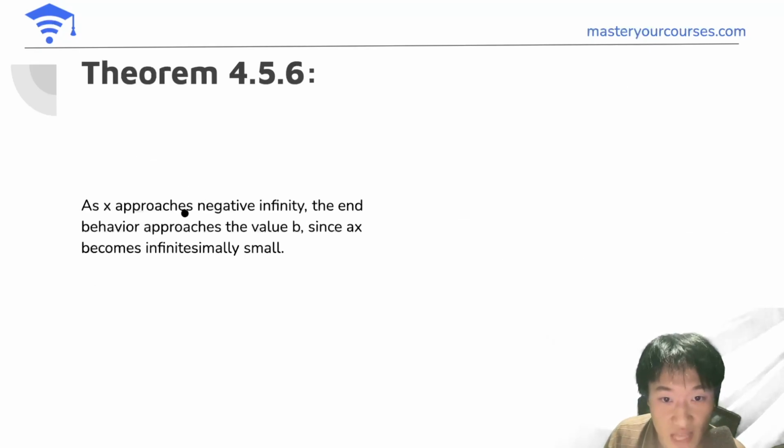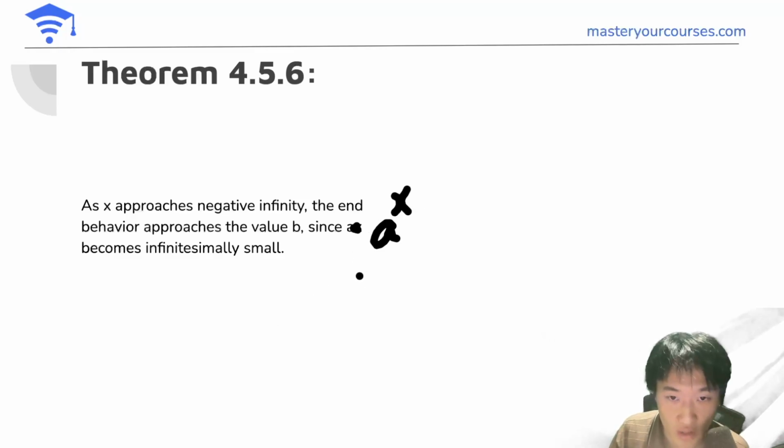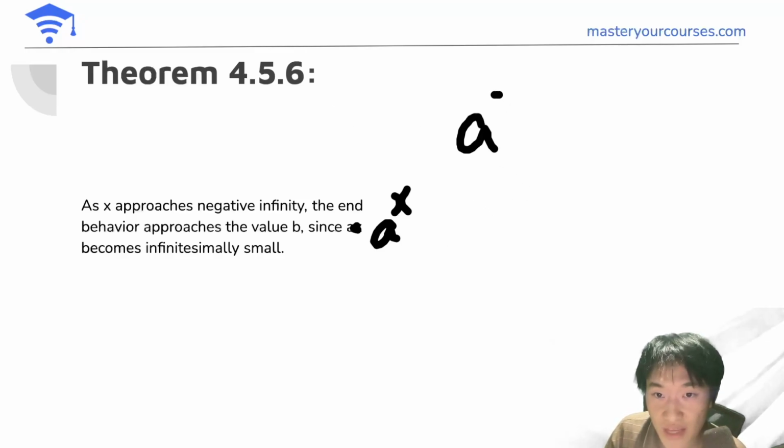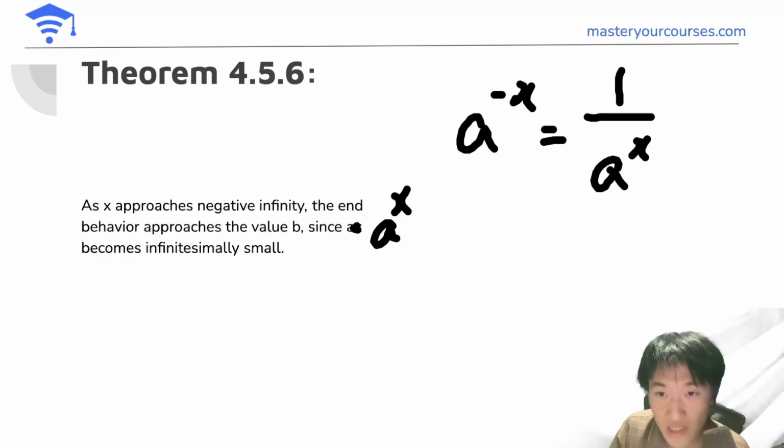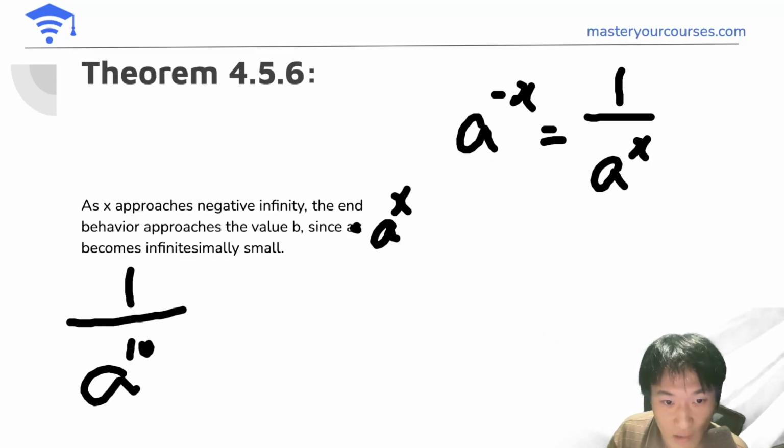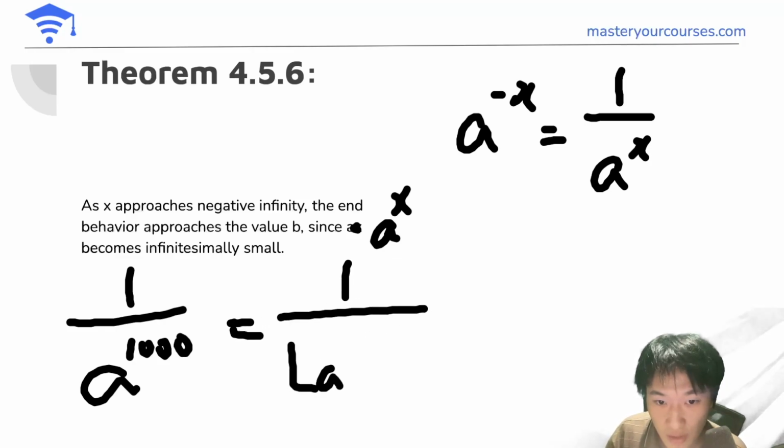Now, as x approaches negative infinity, the end behavior approaches the value b. Since a^x, the power of x, becomes infinitesimally small. So this is exactly what we were talking about previously. If you remember the exponent rules, right? a to the power of negative x is equal to 1 over a^x. So if x is really, really large, say x is like 1000, for example, then you have 1 over a to the power of 1000, right? This is basically 1 over a really large number.